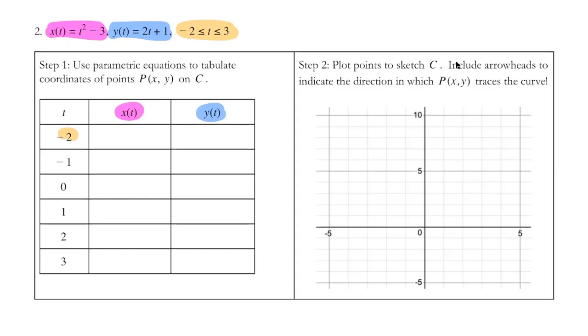So we're going to start at -2. We're going to go all the way until we get to 3. Okay. And then we'll have 6 points like we had in number 1 to go ahead and plot. And we're going to plot those points. We're going to connect them. And then we're going to include the arrowheads.